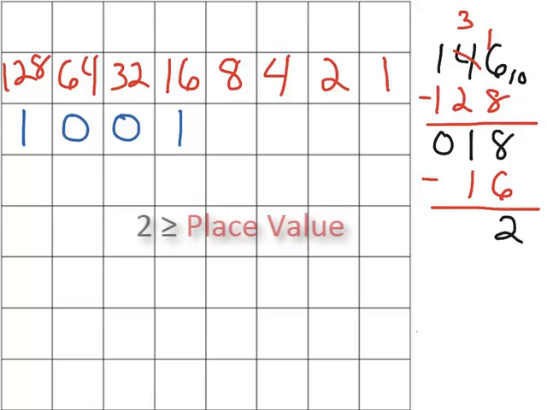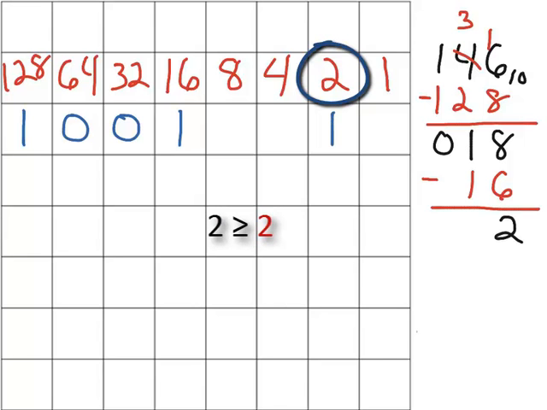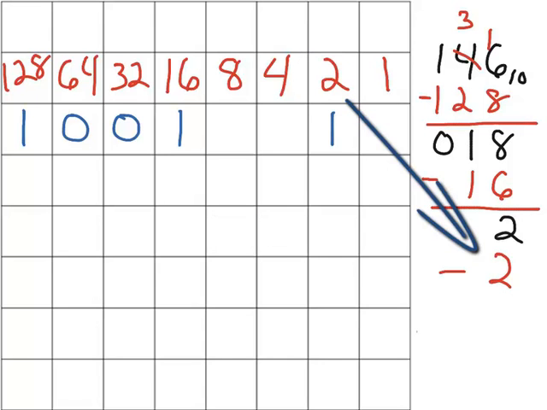And then I ask myself the same thing. Which one of the red numbers, the places, comes close to without going over that decimal number of 2? Well, 2 is the best candidate. 2 goes the closest. In fact, 2 is that number. And so now I subtract 2, the red 2, from my decimal 2, the black 2, and I get 0.